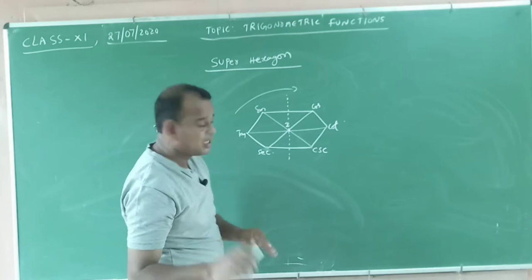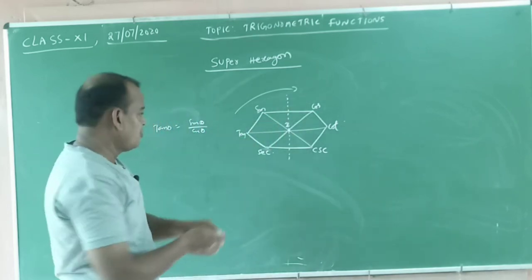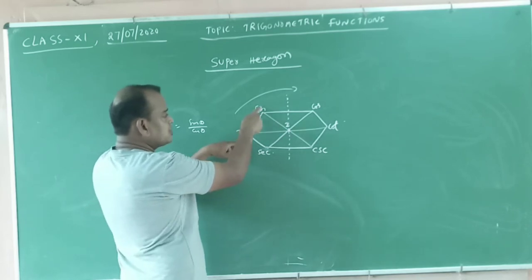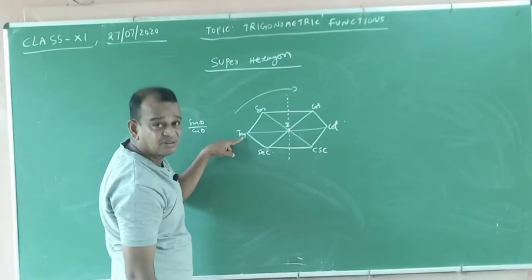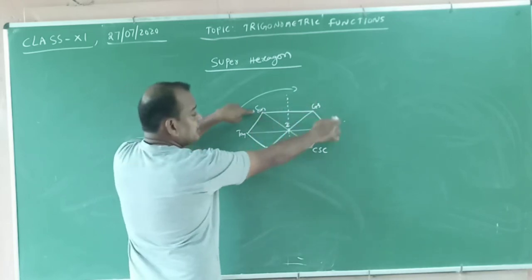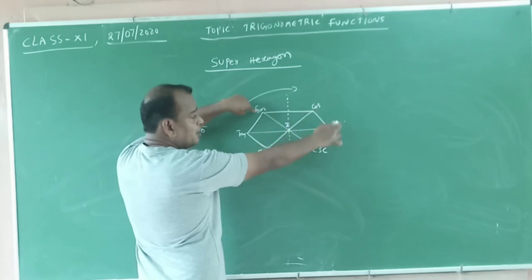Not understood? Suppose this one, this one, this one. What is the concept? First one, tan theta is equal to this upon this one. Say yes or no? Yes. Suppose we take these three. What happened? The first one is equal to the second one upon the third one.